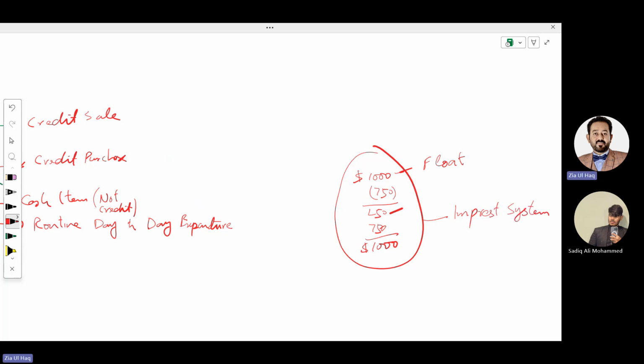This system will be called the imprest system. Imprest system of maintaining petty cash: maintaining a float at the start of the month by giving the amount spent in the previous period, so that at the start of the month the float is maintained with the clerk. So this system will be called the imprest system.